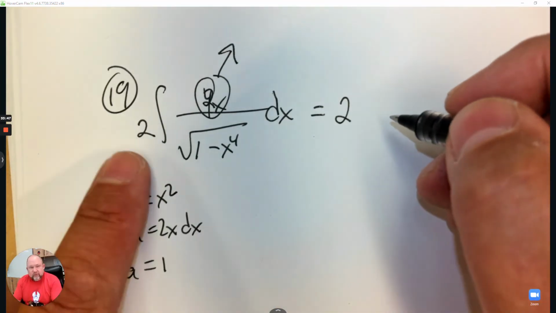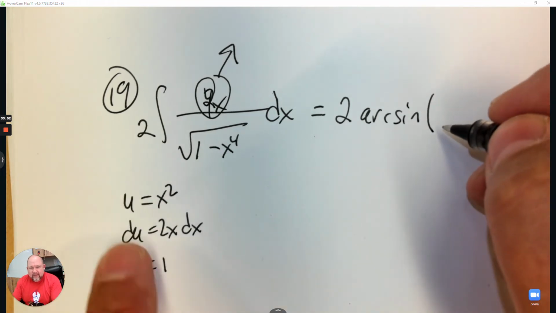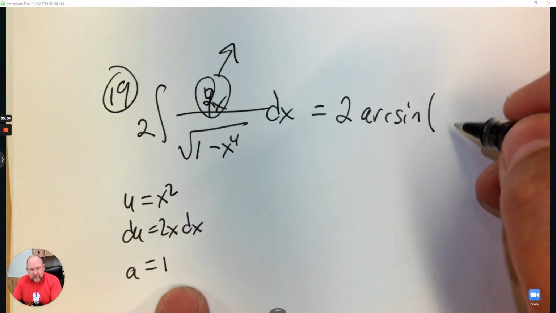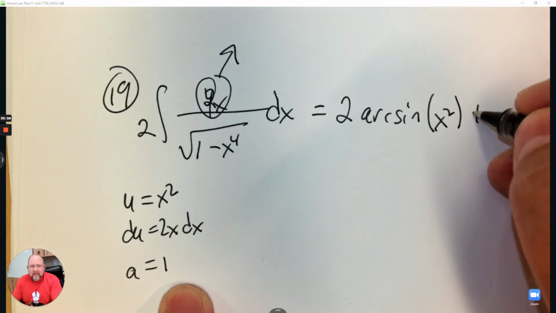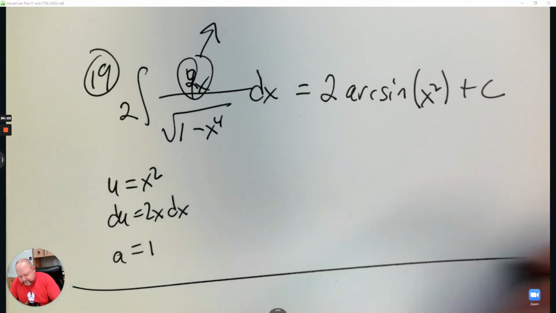And the rule is, you start with 2, arc sine, which is a fun way to write inverse sine, and then it's u over a. So x squared over 1, and then plus c. This only happens with practice. It's not an accident to remember these things.